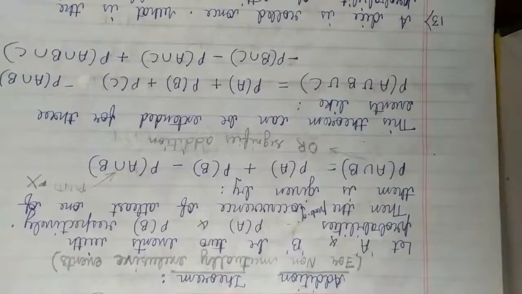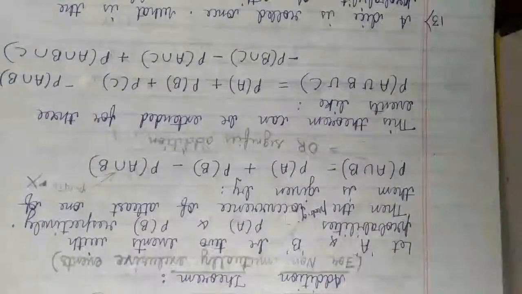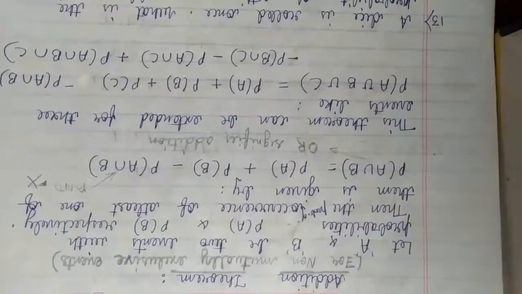For example, registration number 1 can pass in the examination, and registration number 2 can also pass in the examination. Both events, that is event A, registration number 1 passing, and registration number 2 passing in the examination, are non-mutually exclusive events.